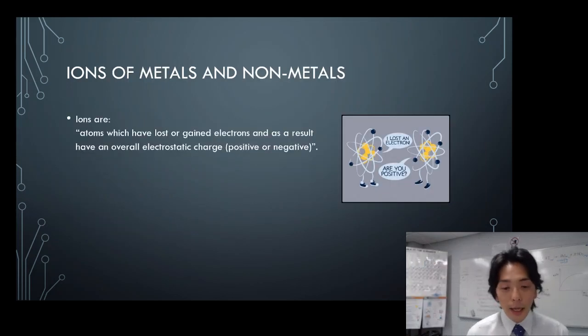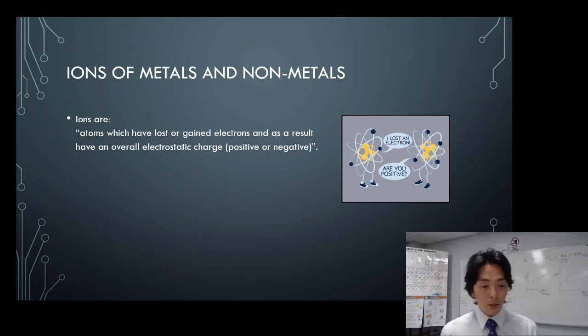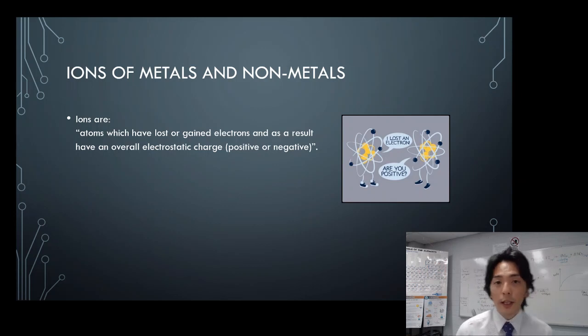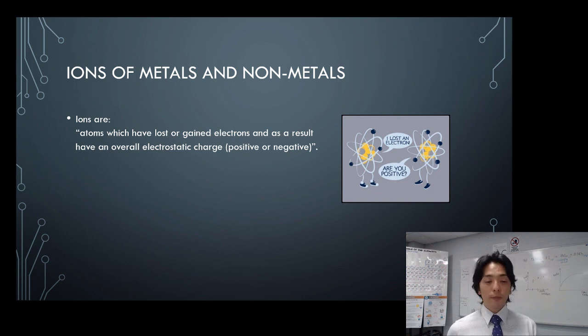Okay, the definition of ions, let's look at that. So ions are atoms which have lost or gained electrons, and as a result have an overall electrostatic charge, positive or negative. Now this definition would only apply to an element becoming an ion, not the polyatomic ion. Polyatomic means it's got many atoms within a group of ion.